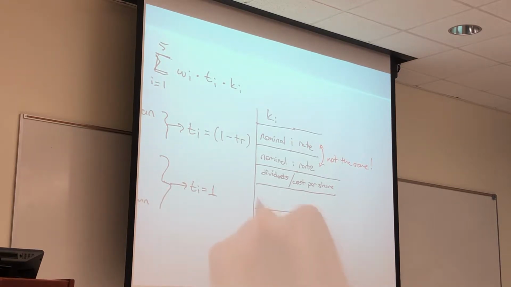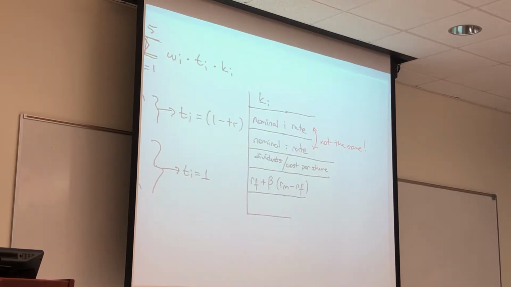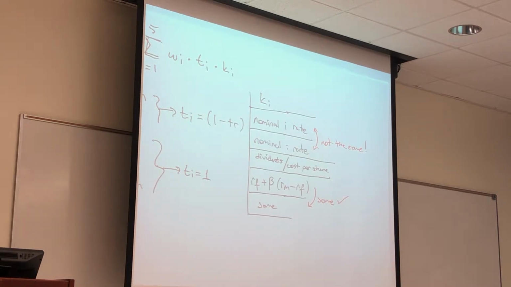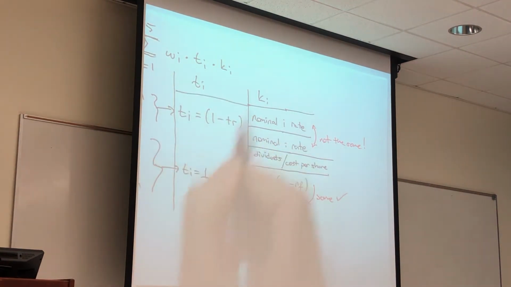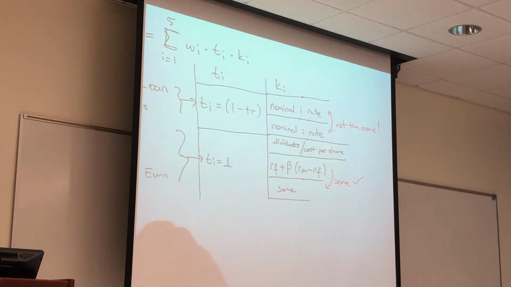As I did. So it will be risk-free plus the beta times the market return minus the risk-free return, right? And this is going to be the same. Now, we know the TIs, we know the KIs, all we need is the WIs, right?